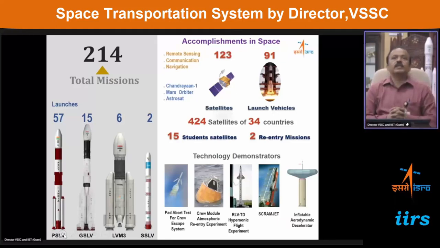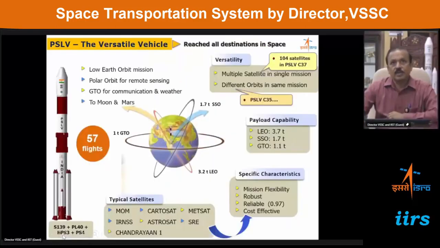And we did two re-entry missions, that is bringing back an orbiting body to Earth. And there are other activities going on, like inflatable aerodynamic decelerator, how it can be used for decelerating supersonic bodies. So looking at PSLV, it has completed 57 flights, and next July it is going to have the next flight, that is a commercial flight.